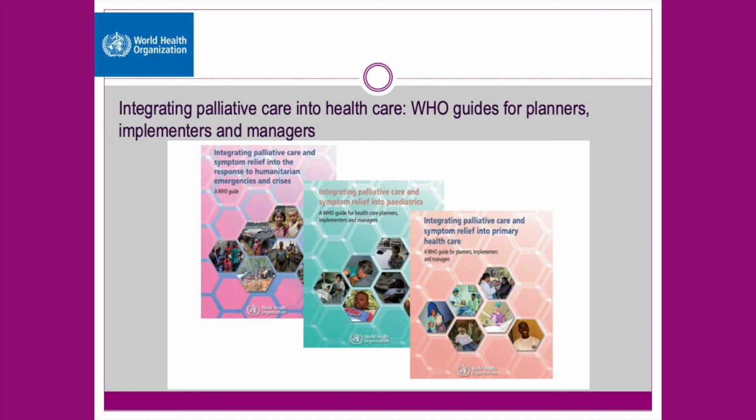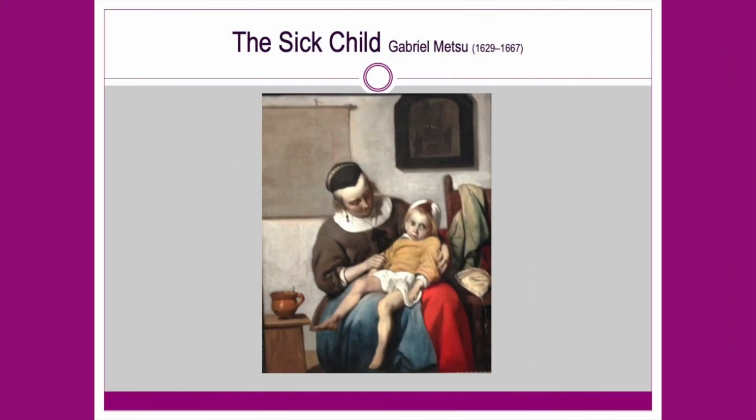And finally, the World Health Organization is involved with implementing palliative care. There are a number of things here, for example, implementing palliative care in areas of strife where there are humanitarian crises like Yemen, Syria, and so on. It has to do with pediatrics. And I think very interesting is integrating palliative care and symptom relief into primary health care, because this is going to be the moving force of palliative care in the future, our primary care people.